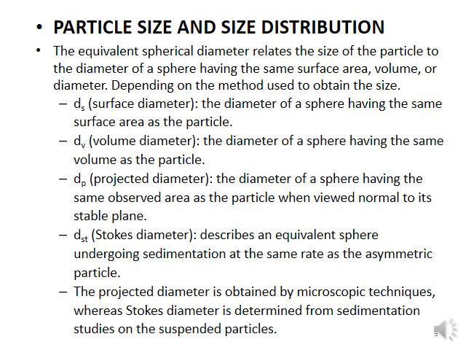When we use dst, or Stokes diameter, it describes an equivalent sphere undergoing sedimentation at the same rate as the asymmetric particle. Projected diameter is obtained by microscopic techniques, while the Stokes diameter is determined from sedimentation studies on suspended particles.